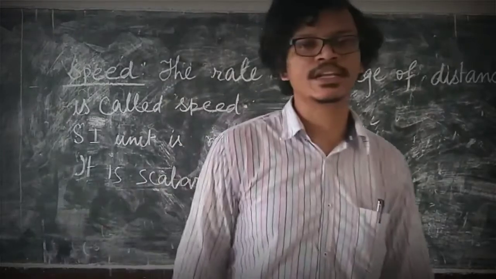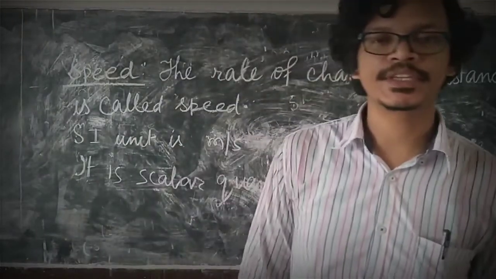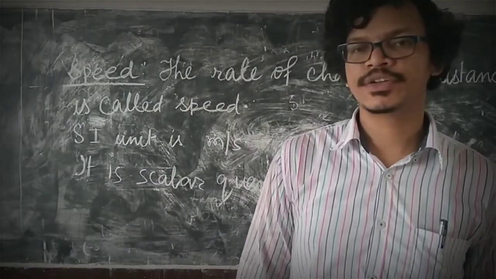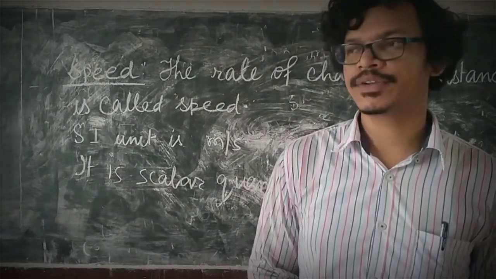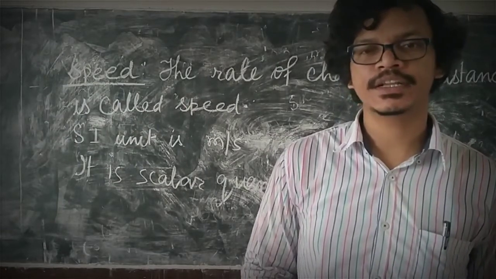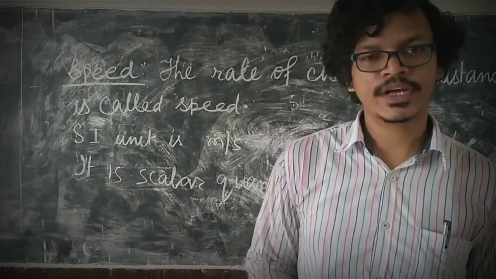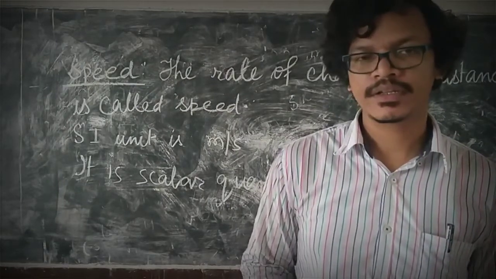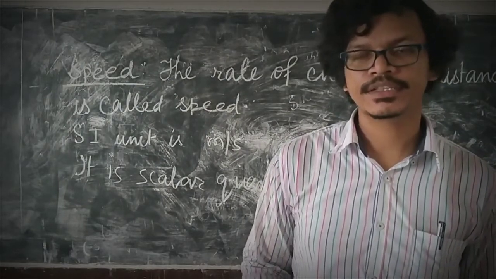Speed is a scalar quantity. Speed is the rate of change of distance. That is your speed, and its SI unit is meter per second. Its other units are kilometer per hour, meter per minute, millimeter per second. These are the other units.